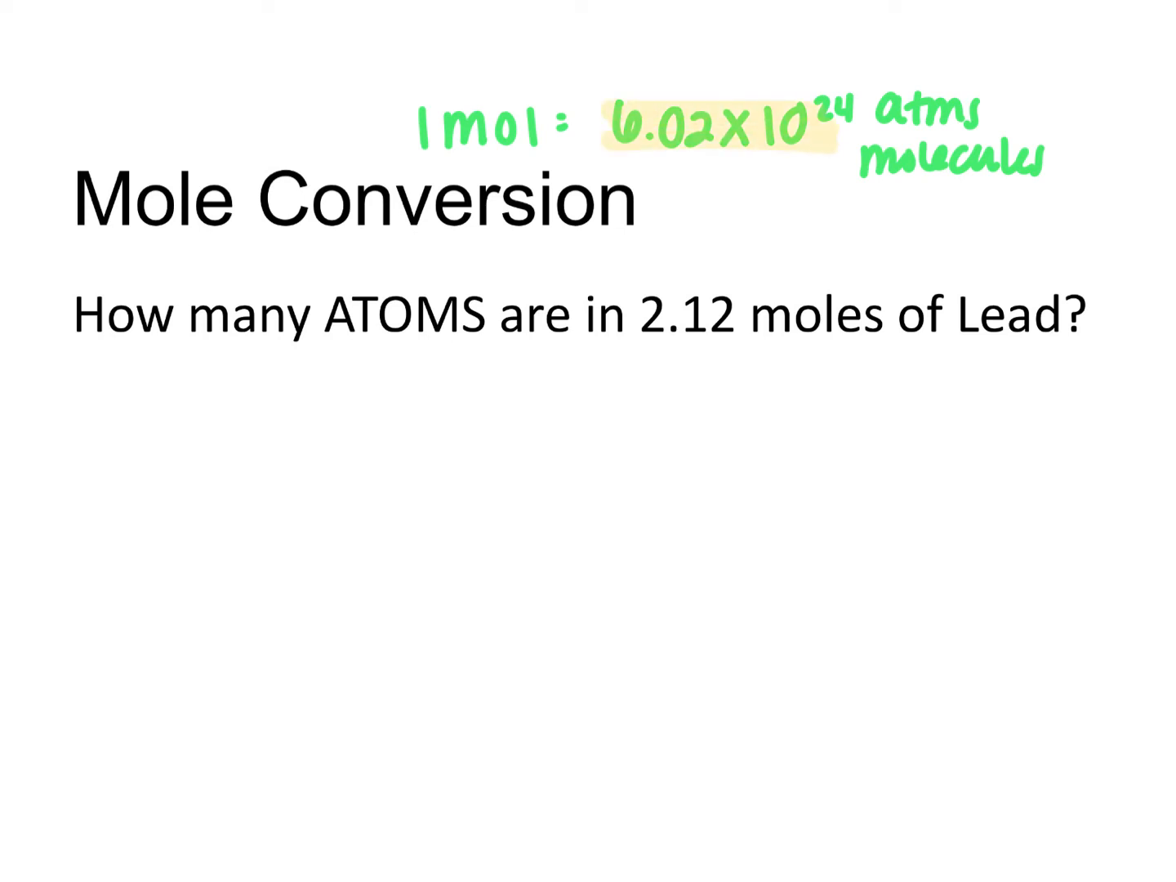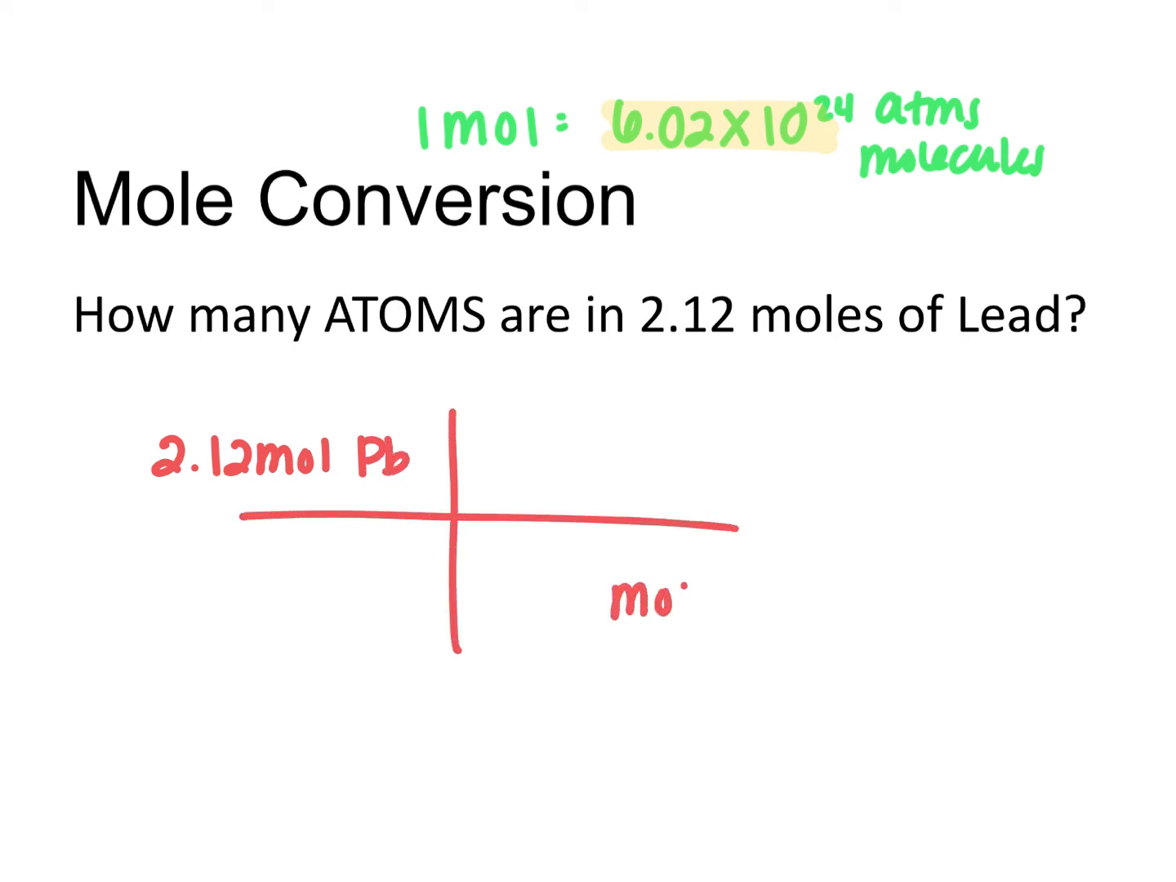For example, I could ask you how many atoms are in 2.12 moles of lead. You're still going to follow that same process we did before. So you have your 2.12 moles of lead. But instead of using the molar mass, because I want atoms, I'm going to use my 6.02 times 10 to the 23rd, not 24, excuse me. I'm going to set this where my moles are on the bottom, and in my atoms, I have my 6.02 times 10 to the 23rd.